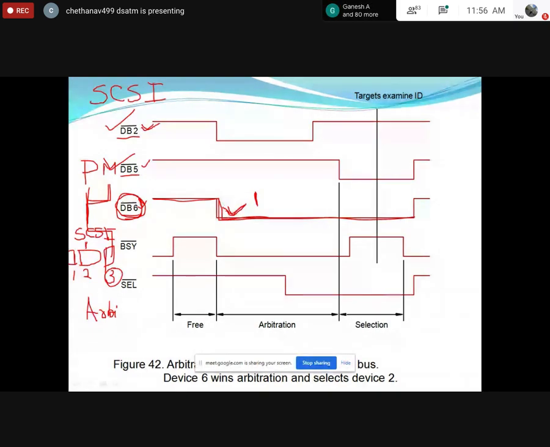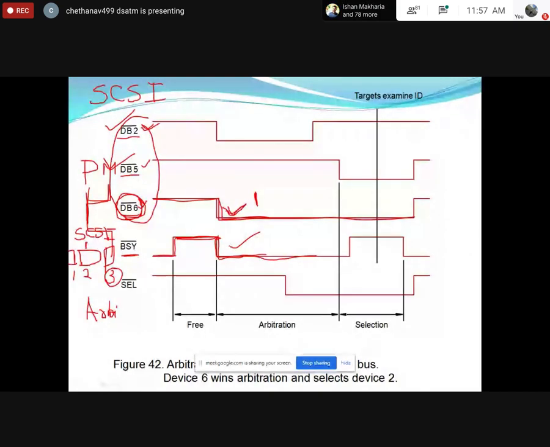During this arbitration process and selection process, if your bus is busy, you are not able to get the SCSI bus. That is what it indicates. Bus busy means what? Whenever it is high, the bus is not busy. Whenever it is low voltage, the bus is busy, meaning some device has already got the arbitration. Why is it now low voltage? Because you can make out here that device 6 has got the SCSI bus. When 6 has got the SCSI bus, 100% the bus will be busy now.